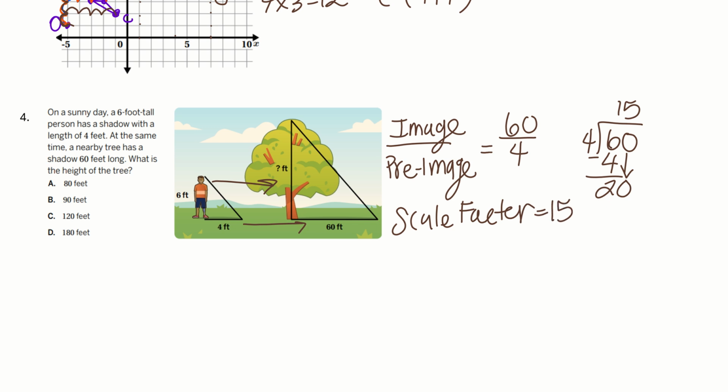Then I can take the height of this person, which is 6 feet, and times it by my scale factor. So I'm going to take 15 and times it by 6. So 30, 6, 7, 8, 9. And then I just found the height of the tree, which is 90. Okay, that's how we did it in class. And so I just showed you how we did it in class. Tomorrow we'll learn another way to do it so you can see how that works. All right, until next time, adios.